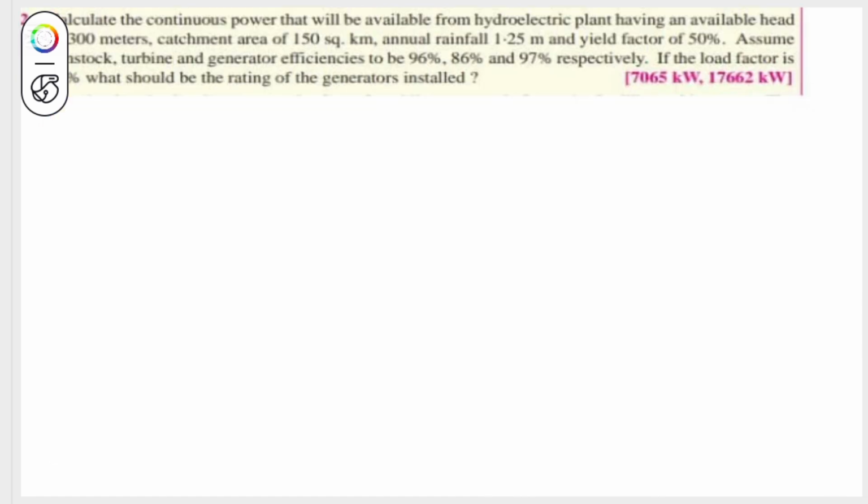So the next question says, calculate the continuous power that will be available from a hydroelectric plant having an available head of 300 meters, catchment area of 150 square kilometers, annual rainfall of 1.25, and yield factor of 50%. Assume the penstock, turbine and generator efficiency to be 96%, 86%, and 97% respectively. So if the load factor is 40%, then what should be the rating of the generators installed?